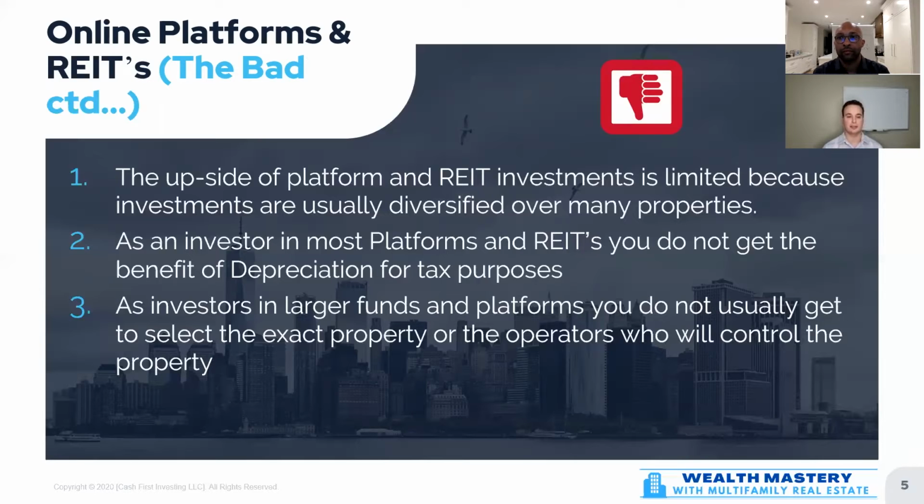You're missing out on half of the power of these real estate investments on not having to pay taxes or deferring taxes. And then as you invest in some of these larger funds, you're not able to pick the exact property that you want to invest in or the exact team. A lot of these funds are huge. They've got lots of people working for them, picking properties. They're very diversified. So you won't have that selectivity amongst picking what you actually want to invest in.